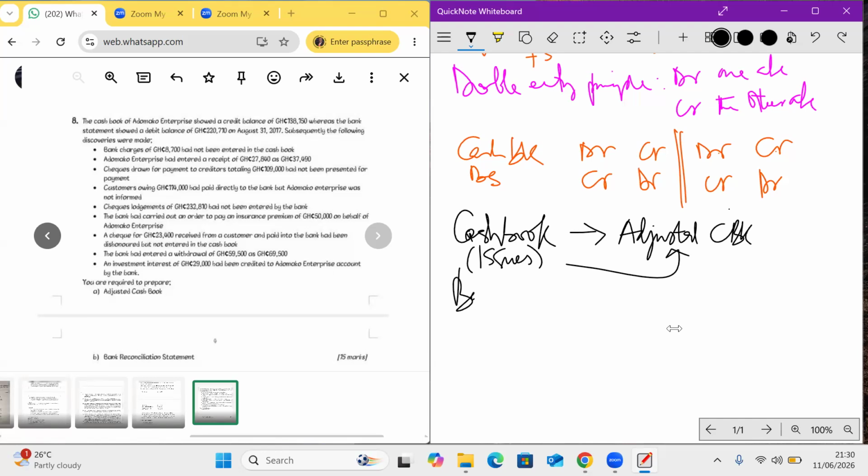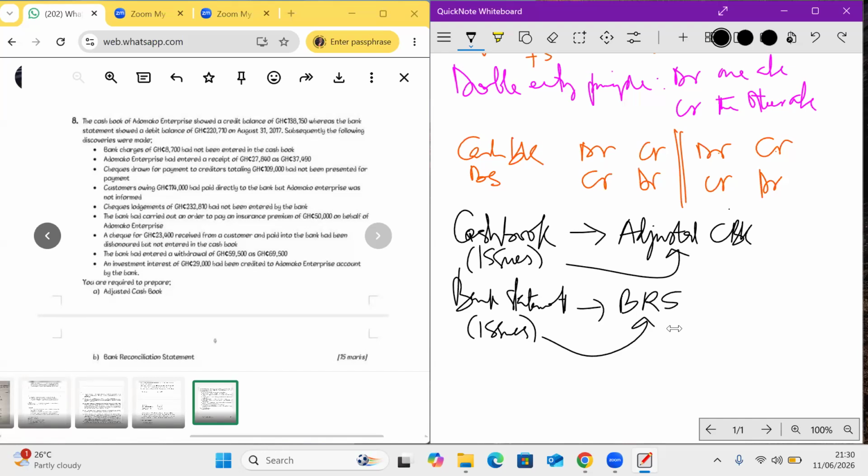When they request the bank statement from the bank, they cannot go back and correct the bank statement. So when there are issues with the bank statement, where will they correct it? They will correct it in the bank reconciliation statement. That is where they will correct the issues in the bank statement. So it's the same thing. The adjusted cash book is taking the place of the original cash book. The BRS is taking the place of the original bank statement.